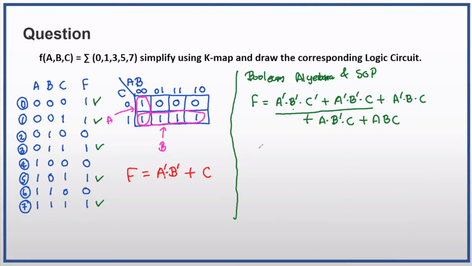So here you can write it like this: F is equal no matter A dash B dash C dash plus, I will take it here A B C, because actually what I am doing here is I want to do the simplification using this kind of order.